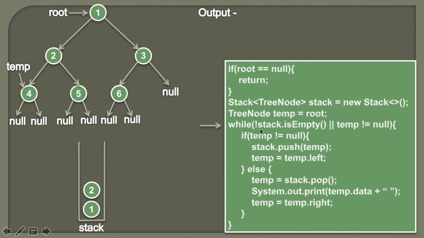And then again in the while block we'll check whether stack is empty or not and temp is equal to null or not. So currently stack is not empty and temp is pointing to the node 4. So therefore the condition in while block comes out to be true. And then in if block we'll check whether temp is equal to null or not. So currently temp is pointing to node 4, therefore it's not equal to null. So the condition in if block comes out to be true.